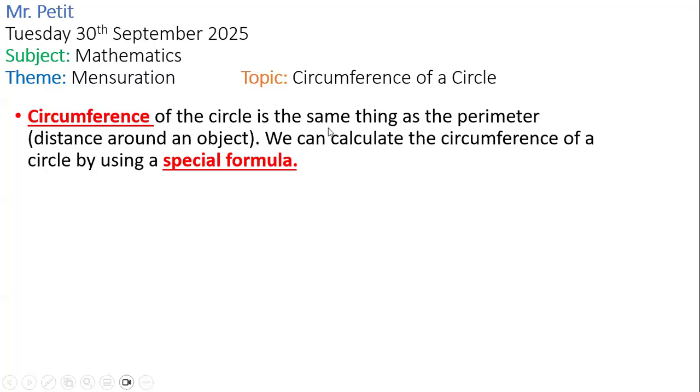So like I have here, go ahead, Ashanti, read the second sentence. We can calculate the circumference of a circle by using a special formula. Very good. We can calculate by using the special formula.